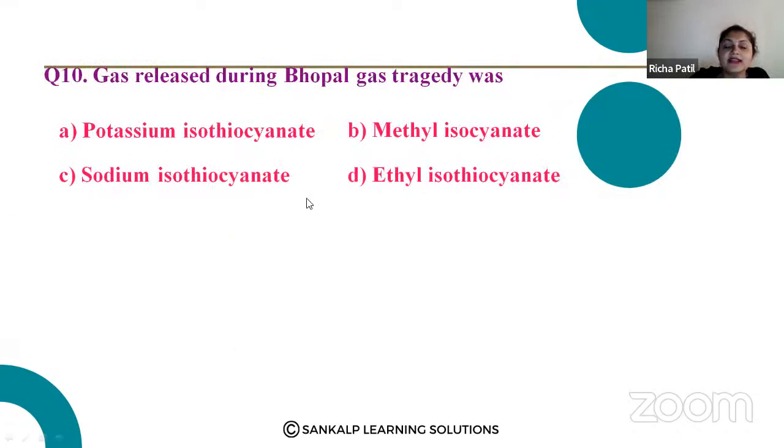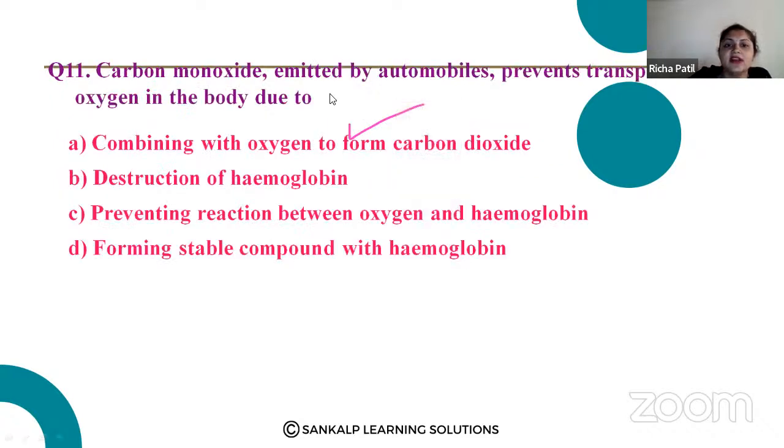Next: the gas released during the Bhopal gas tragedy was? Which gas was released during the Bhopal gas tragedy? Option B, methyl isocyanate, ma'am. Yes, correct. Methyl isocyanate was the gas which was released during the Bhopal gas tragedy.